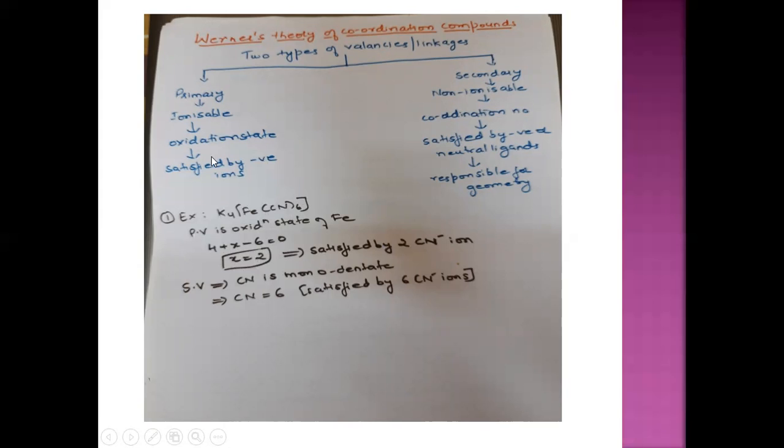According to Werner's theory, it should be satisfied by the negative ions. Which are the negative ions here? None other than the ligands. So out of 6 ligands, 2 cyanide ion ligands will satisfy the positive valency of the central metal atom.